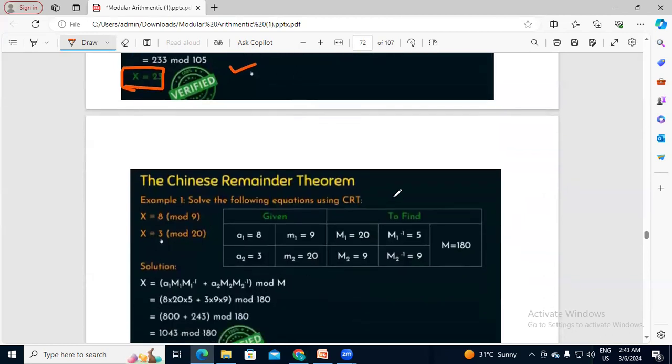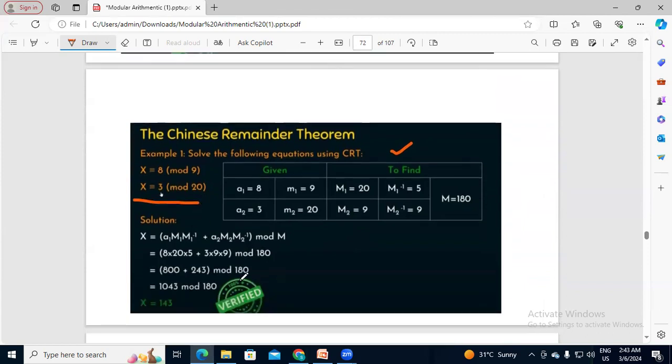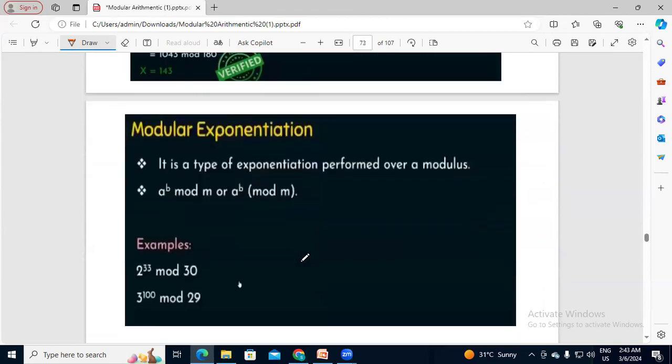So this is another example which I thought you should solve, you should practice at home. That x is congruent to 8 mod 9, x is congruent to 3 mod 20.